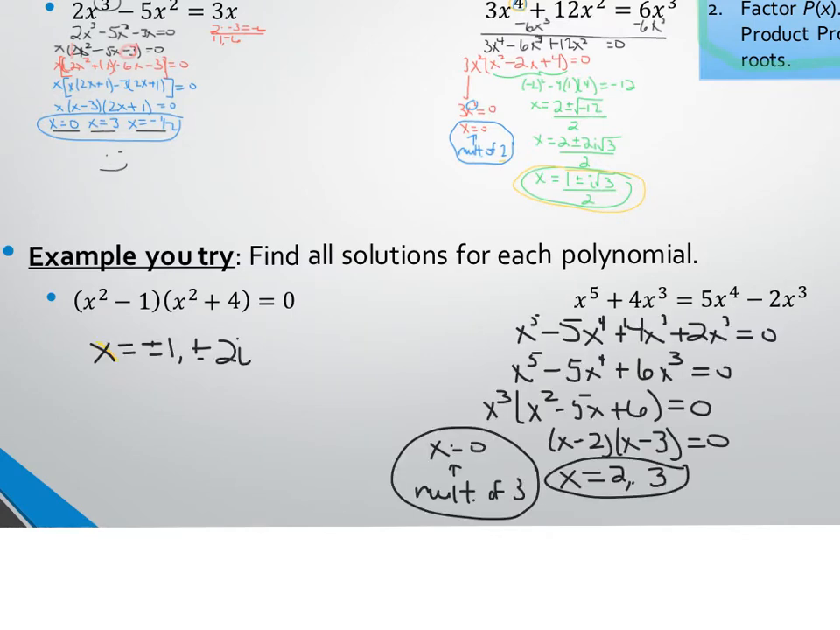Okay, so hopefully for the first example, you get x equals plus or minus 1 and x equals plus or minus 2i. For the second one, you do have to move the 5x to the fourth and the 2x cubed to the left side with the other terms. And when you combine like terms, you should get x to the fifth minus 5x to the fourth plus 6x cubed. Factor out the x cubed, factor the remaining trinomial. So your final answers, you have x equals 0 with a multiplicity of 3, and that counts as 3 of your solutions, and you have x equals 2 and x equals 3.